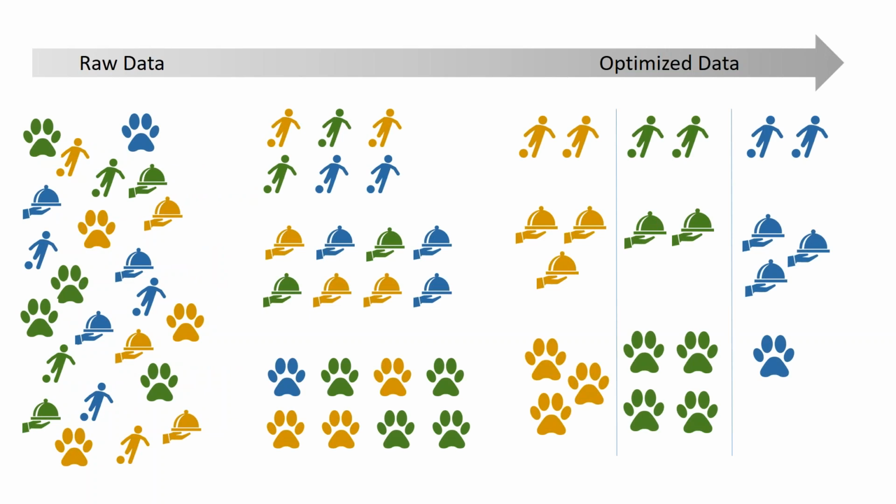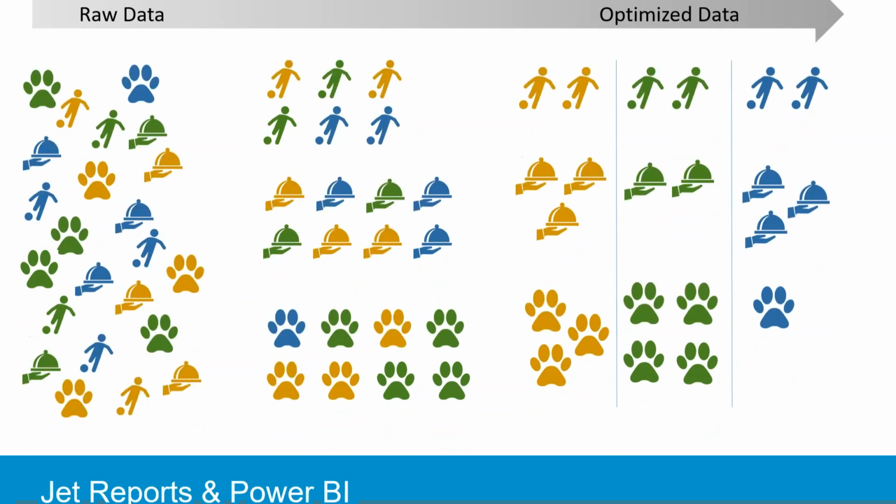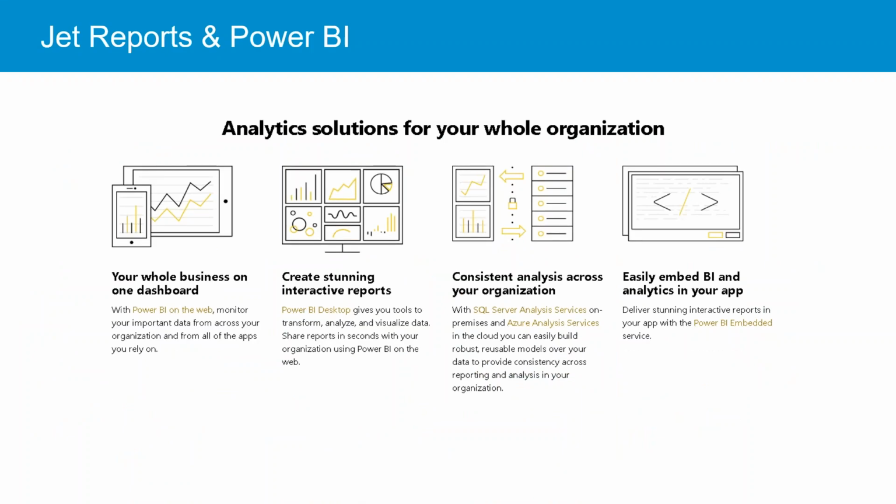Now, us as humans, to be honest, we're very visual creatures and we're very capable when information is presented in the same way, as you see here in front of you. Right? This is why stunning dashboards and overall business intelligence in general is so important. Now, take a look back real quick at those two other elements that are left there: consistent analysis across your organization, and easily embedding BI and analytics in your app.